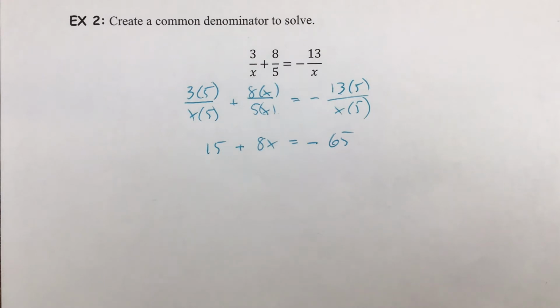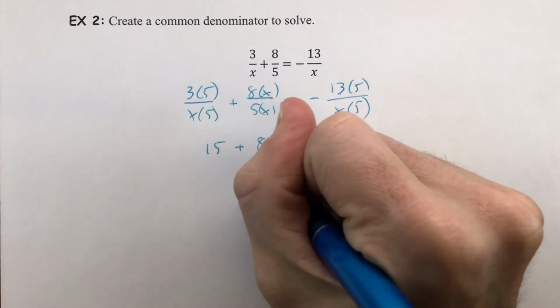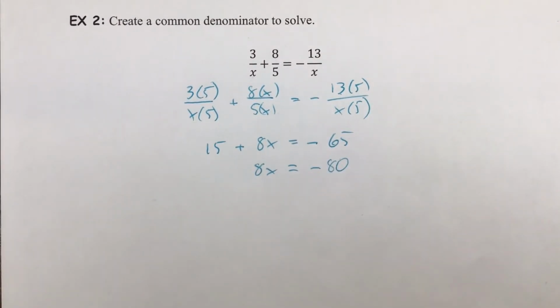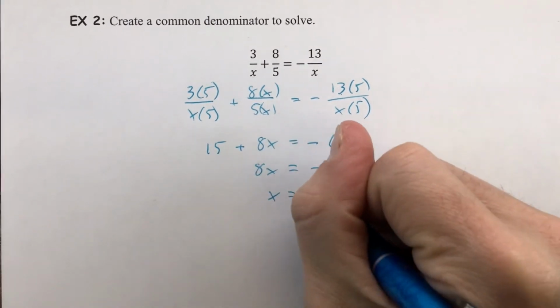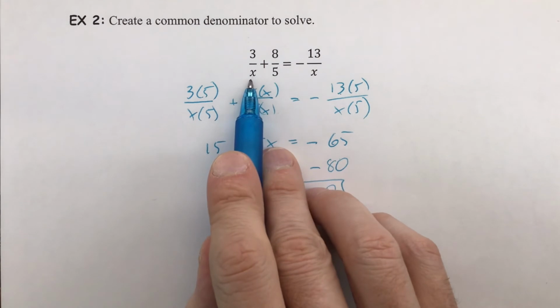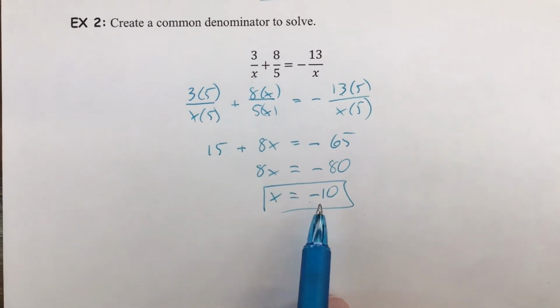Working with this equation, we'll go ahead and move the 15 over by subtracting it. So you're going to get 8x is equal to negative 80, which means that x is going to be negative 10. And as long as that answer does not make the original equation undefined in any of the fractions, then it's a good answer. The only value of x that we're not allowed to have as an answer is 0 itself. That would be the only answer you couldn't take. So this is good.